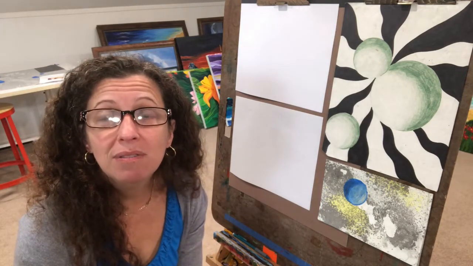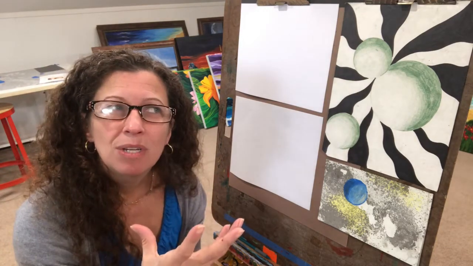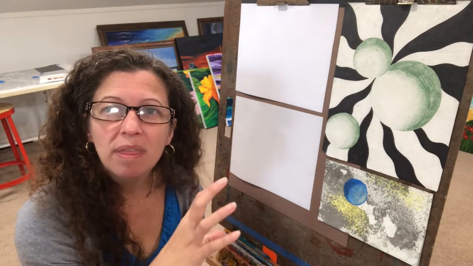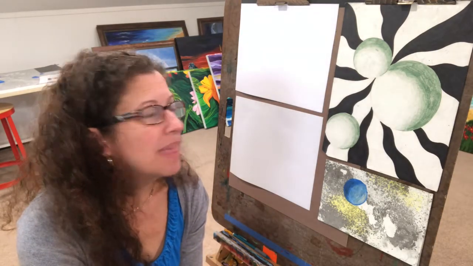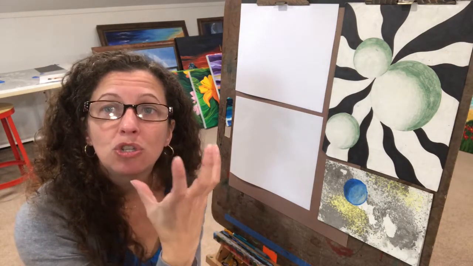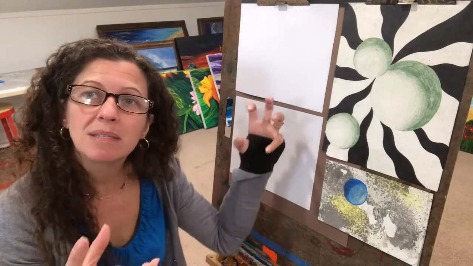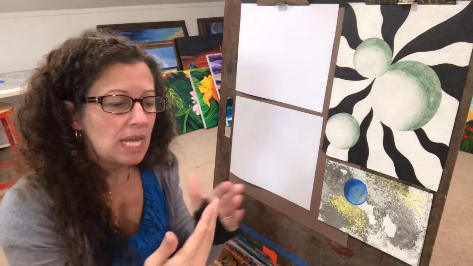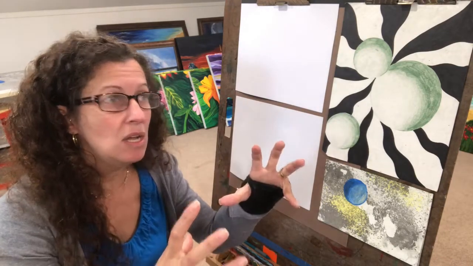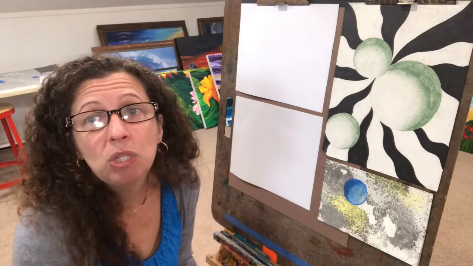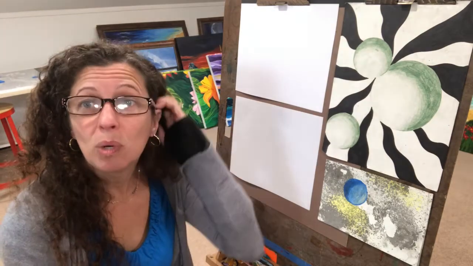So the purpose of this lesson is to create space within shapes. What do I mean? That means that we're going to use shape and we're going to try to create some space to make it appear like there is space or distance between those shapes. And how do we do that? Well, it's pretty simple actually. So I'm going to show you.